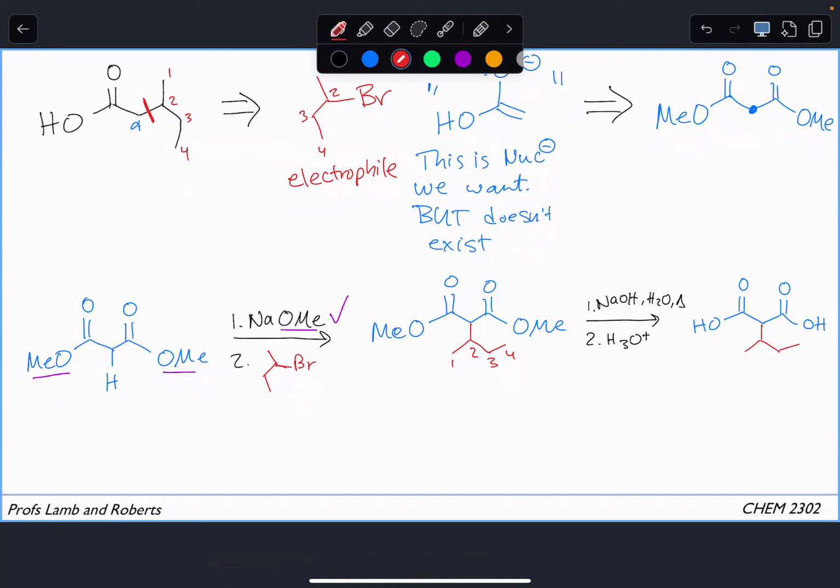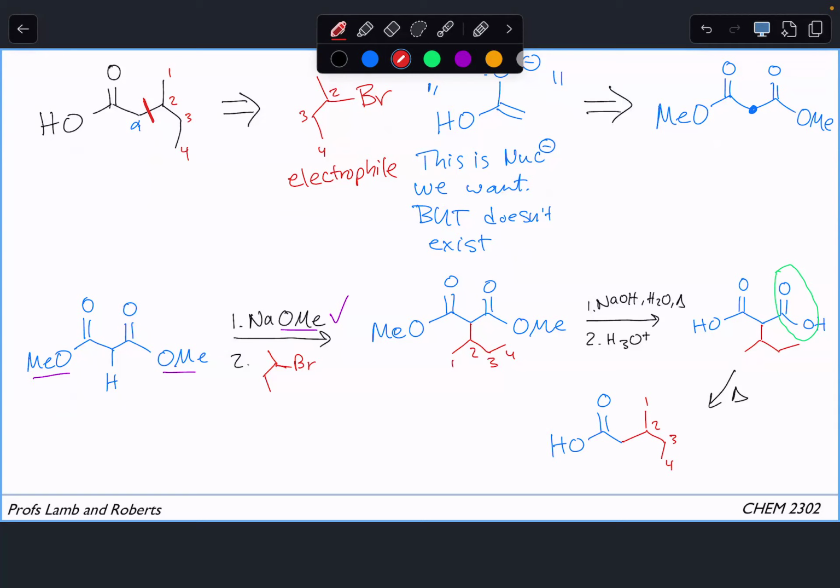Still alkylated. And now I'm ready to do my decarboxylation. Lose one of these carboxylic acids as CO2. And we finally get to our desired product.